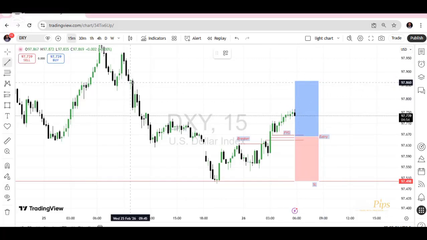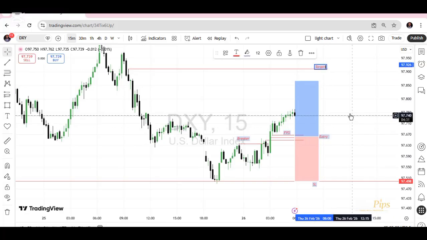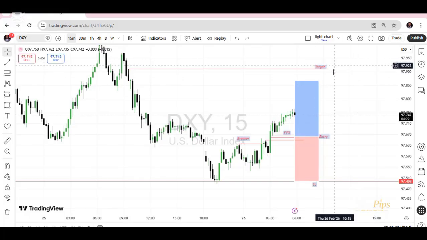I'm looking at the fair value gap here. Let me go ahead and mark the fair value gap that is here, just so you can see how simple we're able to do this. We'll be looking at this target. Nevertheless, we can change mine anytime, but just know that this is where we're looking at for our target.